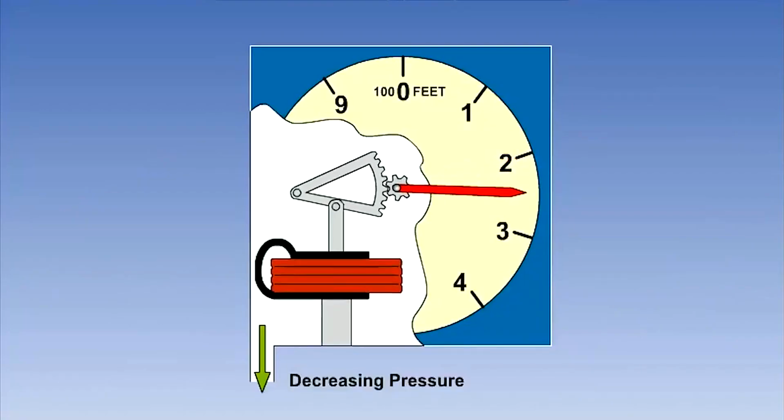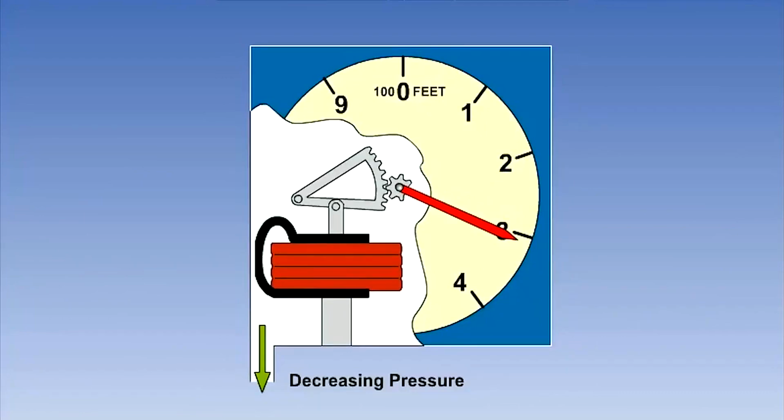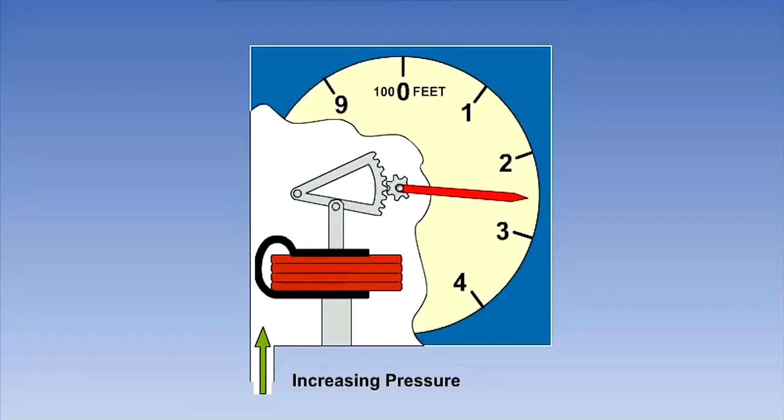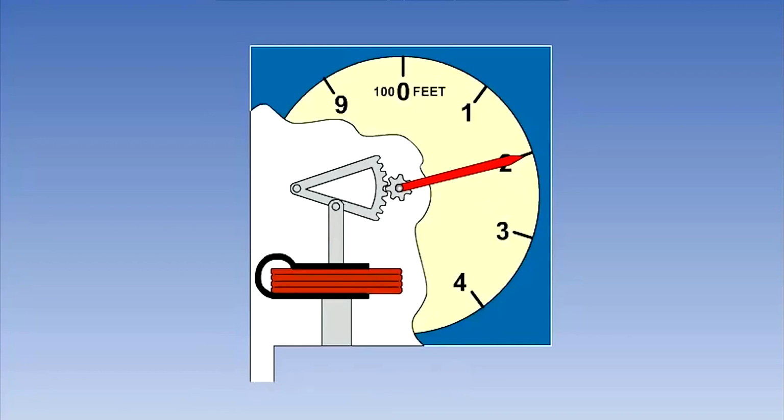If we look at the diagram, we can see that a fall in outside pressure will cause the chamber to expand and turn the pointer clockwise. An increase in pressure will do the reverse. This time, the chamber is compressed, causing the pointer to move anti-clockwise.